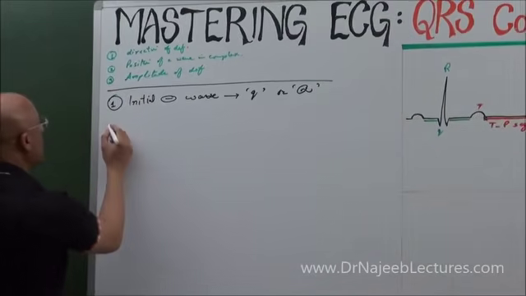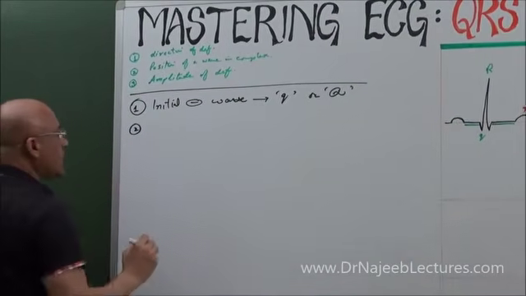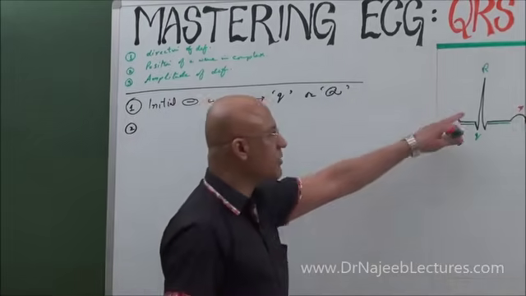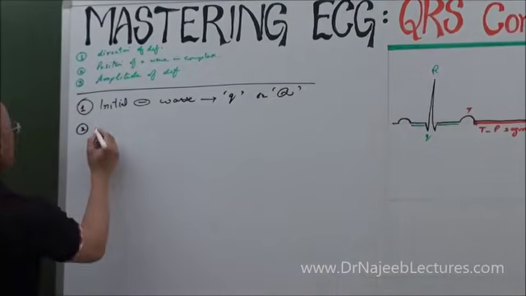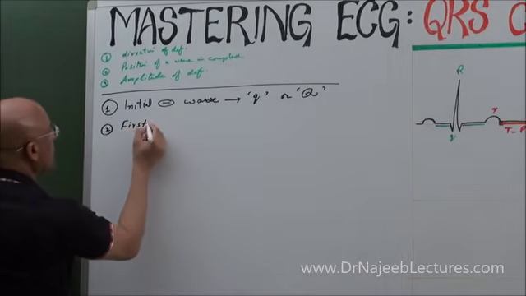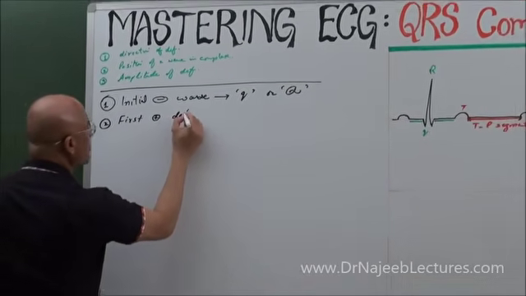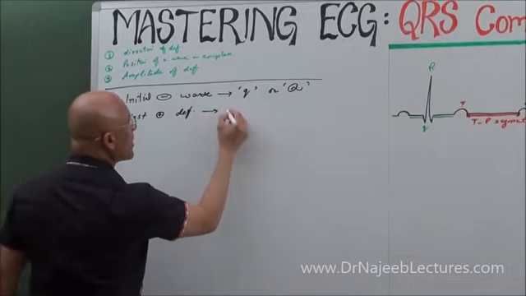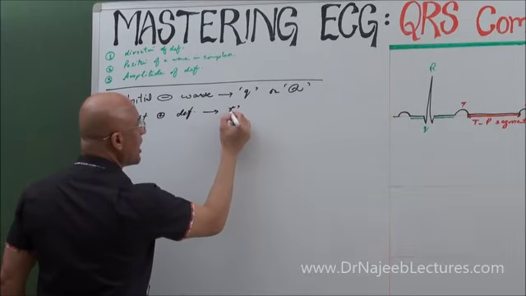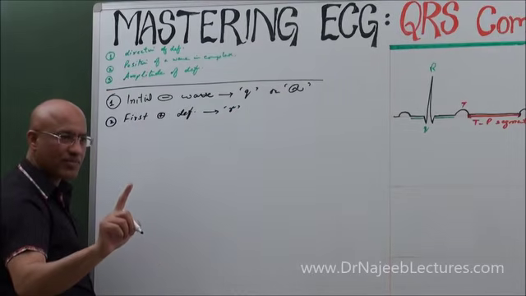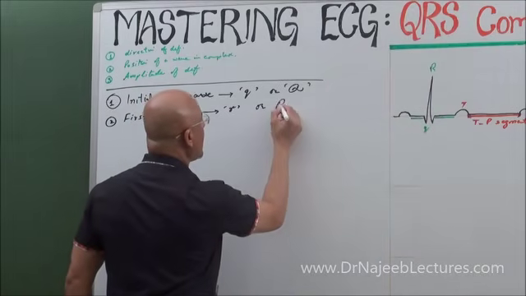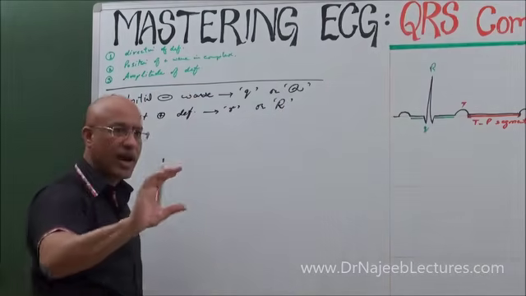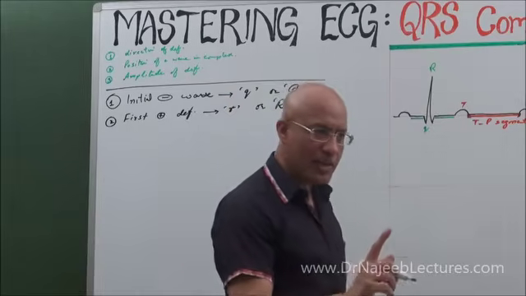Then rule number two. The first positive deflection in the complex is called R wave. Again, it may be small r if it is small in amplitude, or it may be capital R in uppercase if it is large in amplitude. Is it clear? Yes, sir.